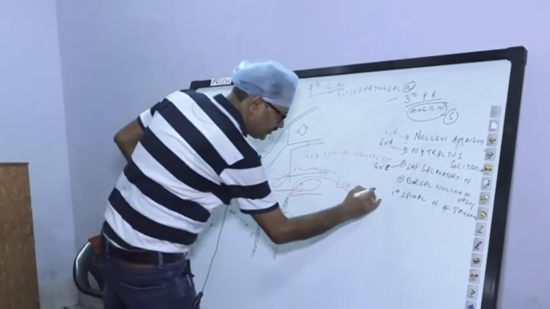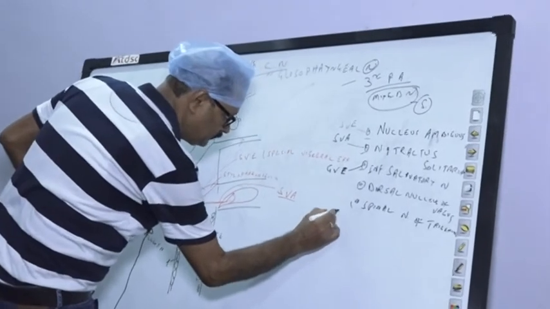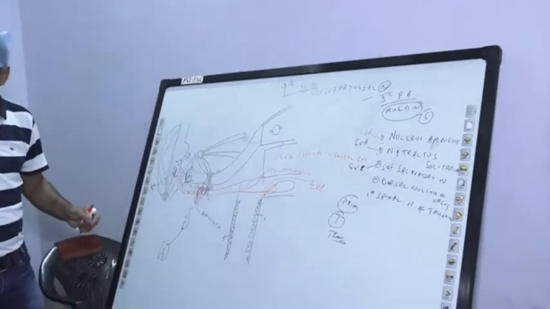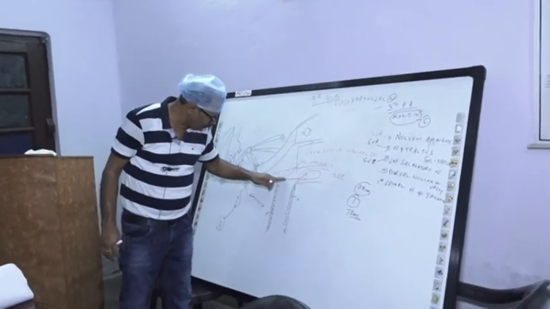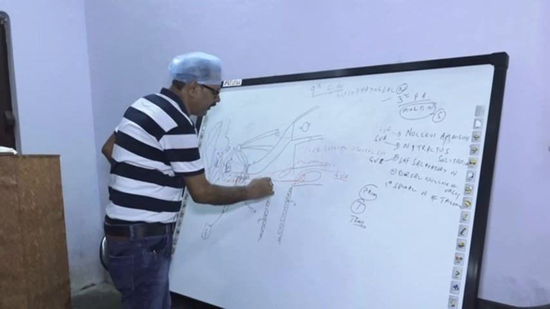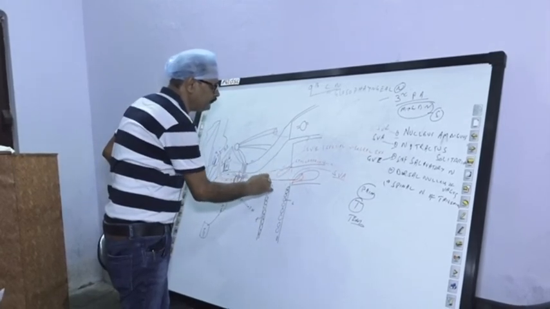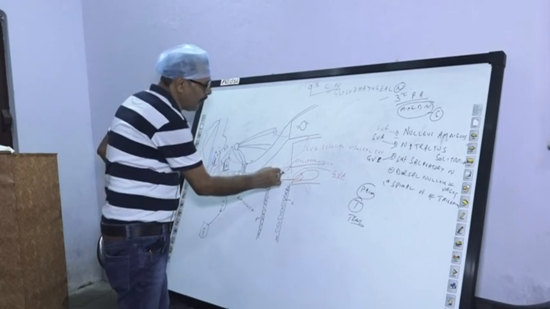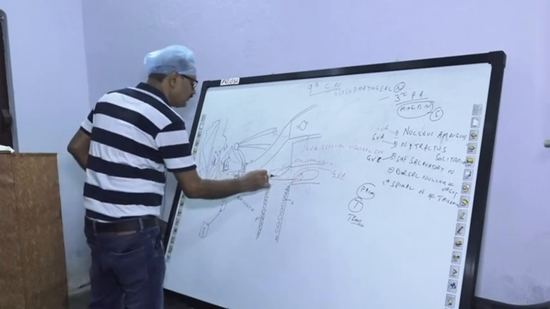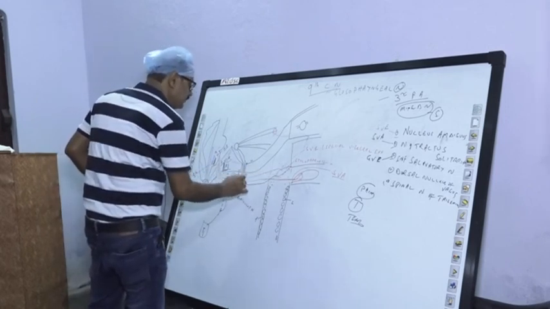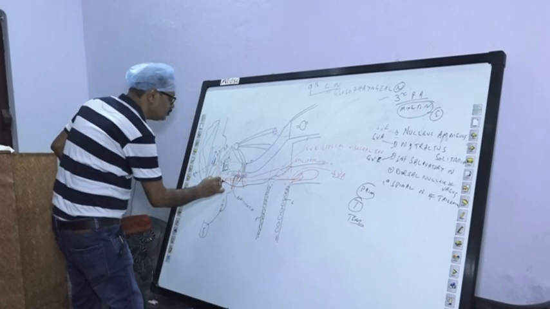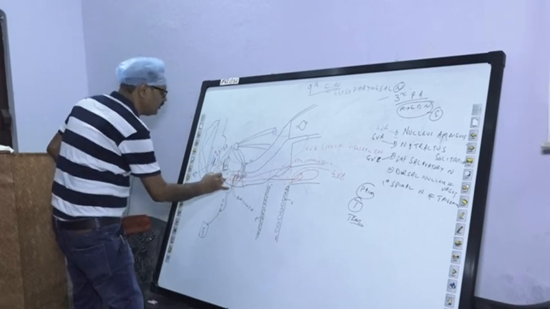the pain, touch and temperature fibers from the oropharynx and some part of the nasopharynx or laryngopharynx from here, and the oropharynx from the soft palate and uvula, all pass backward and join the inferior ganglion.